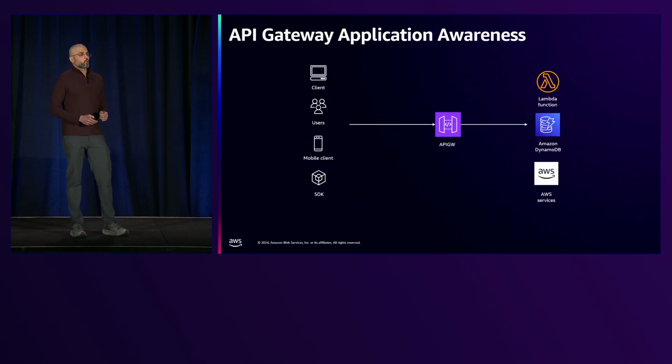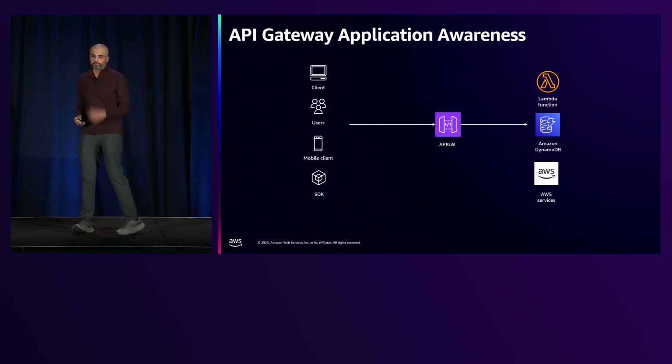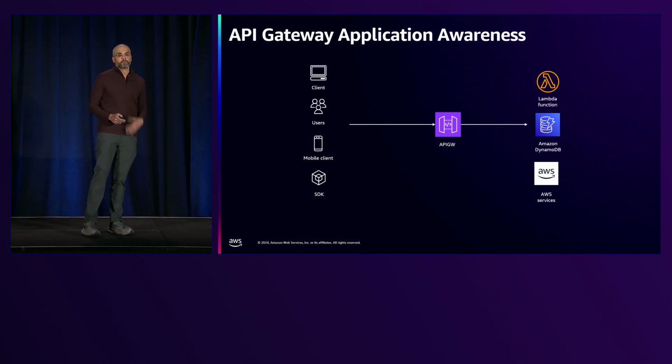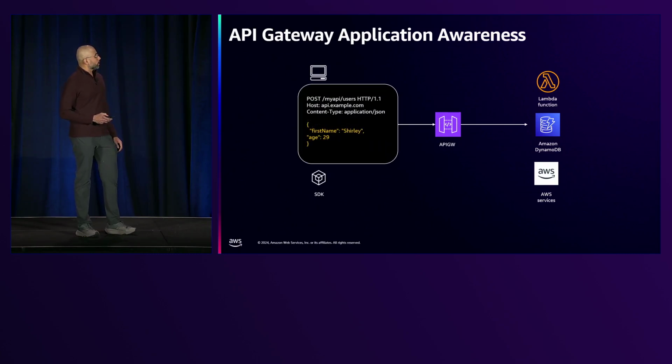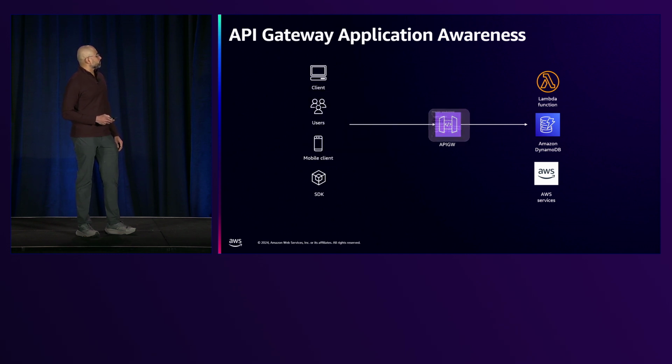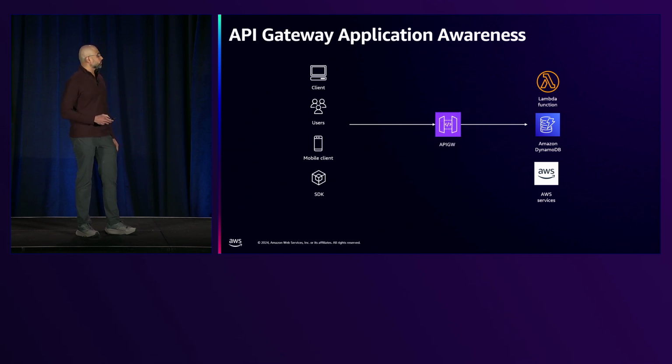From an application awareness standpoint, API Gateway is the only service within our portfolio that has awareness of the request and response body. And with that, you can do some interesting things. For example, let's say you want to have very specific fields in your request body. Say, first name and last name. The API Gateway can reject the request by sending a 400 if it doesn't find it.